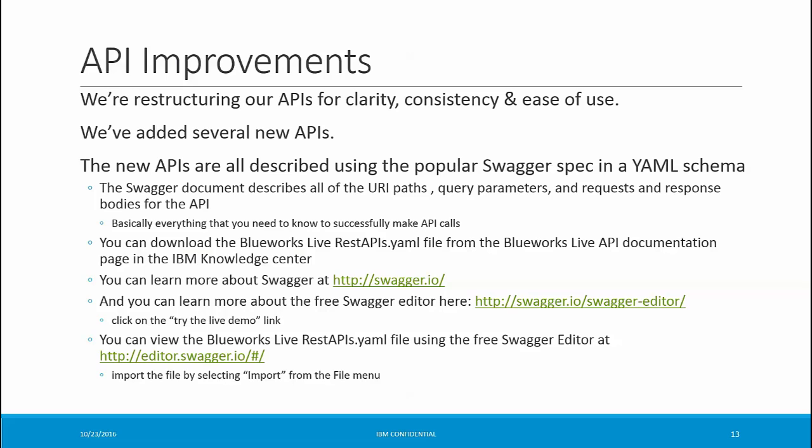In part, this is because they're specified using Swagger, which is one of the most popular specifications for designing and documenting APIs. The Swagger spec provides a way to describe an API using a specific YAML schema that outlines the URI paths, the query parameters, and request and response bodies for that API. So you can actually download our YAML schema from the Blueworks Live API documentation if you like, and you can use Swagger tools to look through it. I provided some links here on this slide to more info about Swagger for those that are interested. So now let's take a quick look at the new APIs.